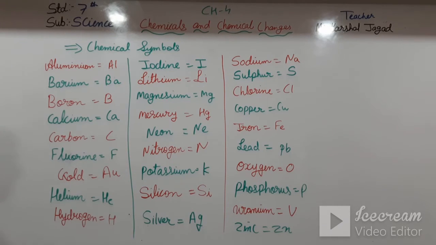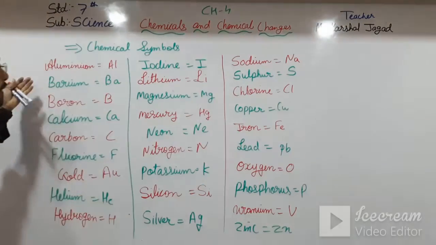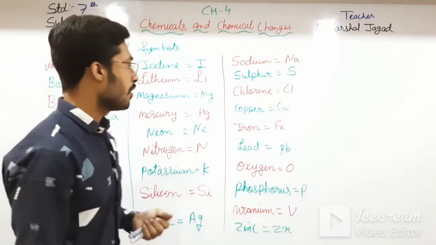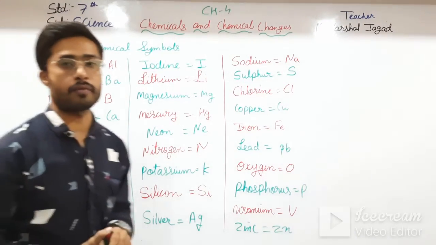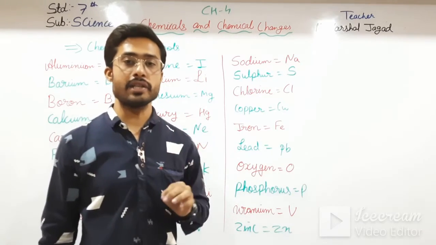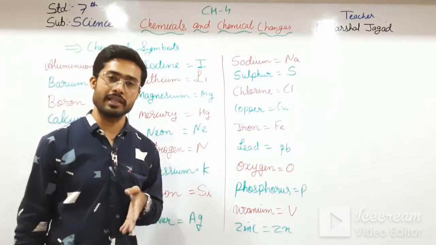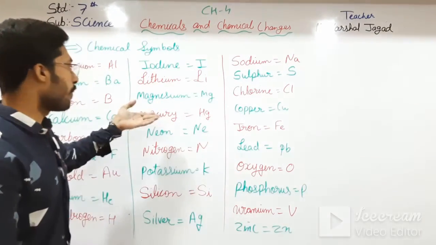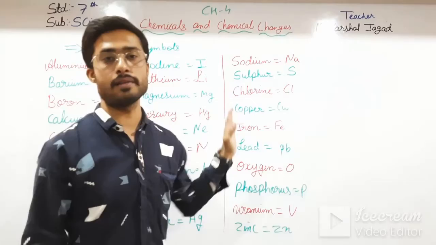Now, these are some of the elements whose chemical symbols are given here in your textbook in a table form. Okay, you have to just remember all the symbols. If I ask you what is the symbol of chlorine, then you have to speak Cl. If I say silver, then Ag, gold, then Au, oxygen, then O, hydrogen, then H, helium, then He, then phosphorus P, uranium U, zinc Zn, copper Cu, magnesium Mg, mercury Hg. You have to remember all these symbols and names.